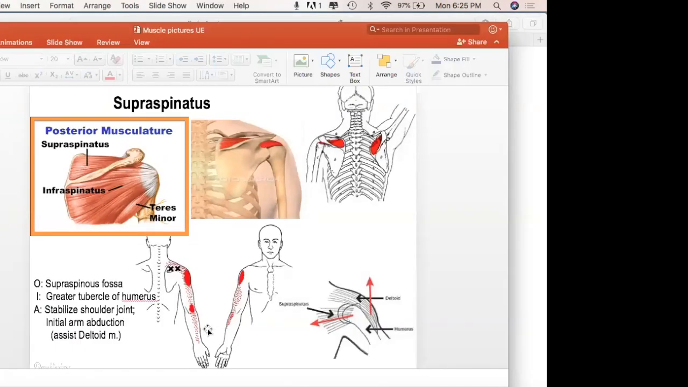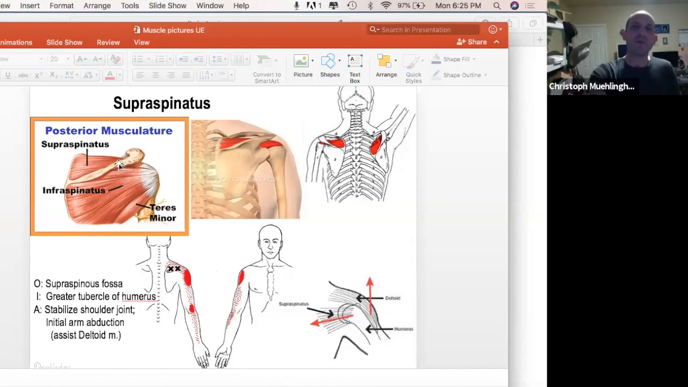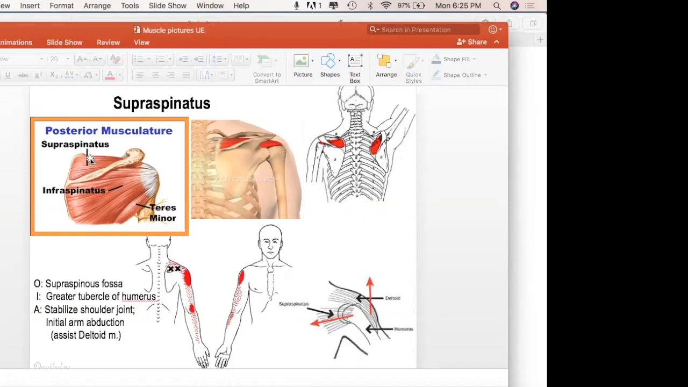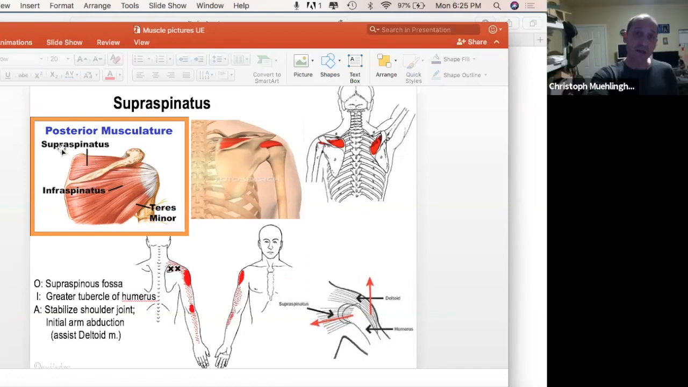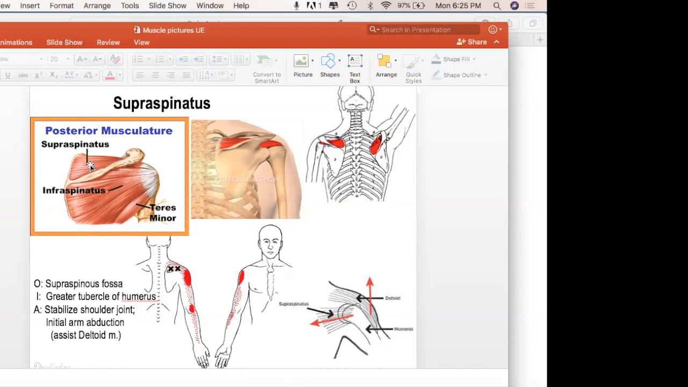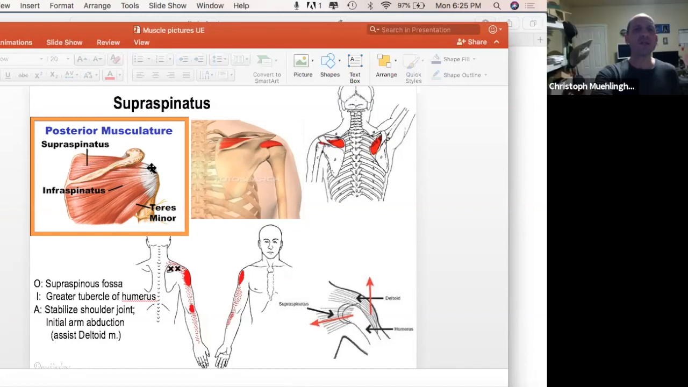The reason why I made you guys study the spine of the scapula, the supraspinous fossa, infraspinous fossa, and subscapular fossa is because of those muscles. The muscle above the spine of the scapula, the supra, is the supraspinatus. And that muscle is one that is very interesting.